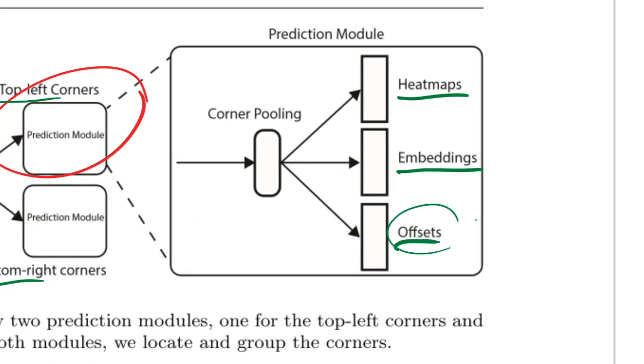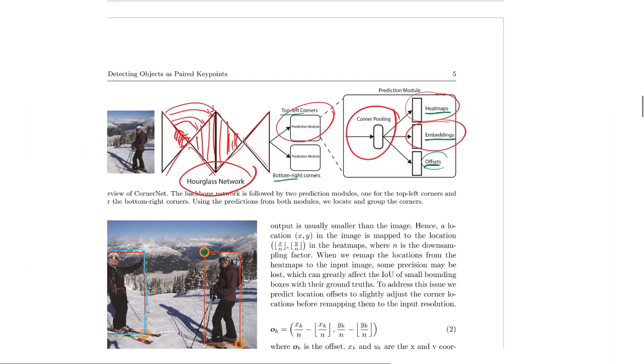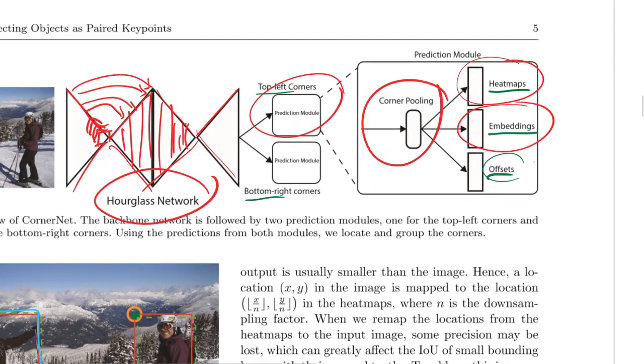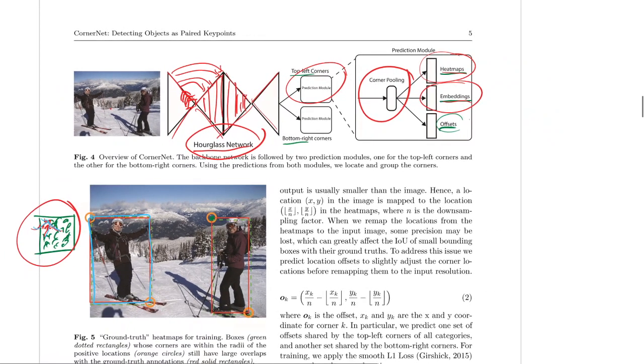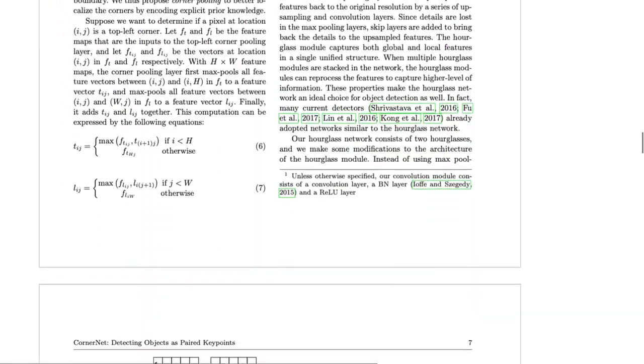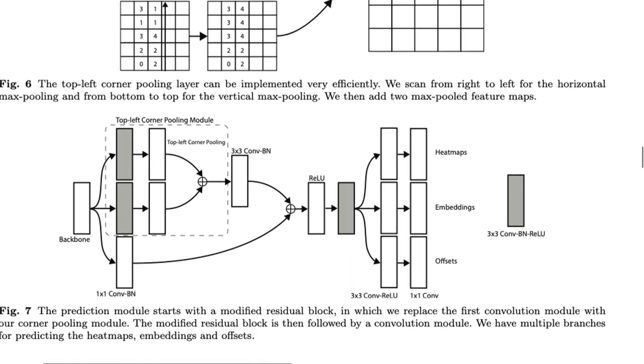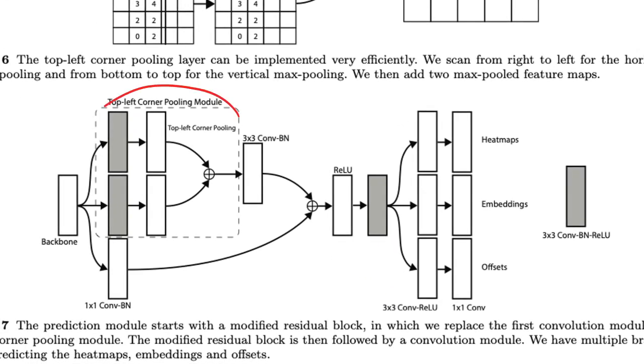So you simply put the corner pooling before you predict these different outputs right here, the heat maps and the embeddings, which means that this hourglass network is not affected by this. Just the predictors of heat maps and embeddings then get the information from this hourglass network in these directions. Okay, I think that's a pretty neat method of solving this. And here they show how you can calculate this. And then the corner pooling is right here.